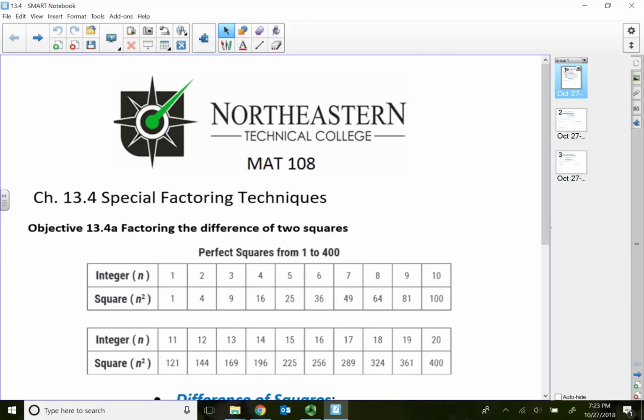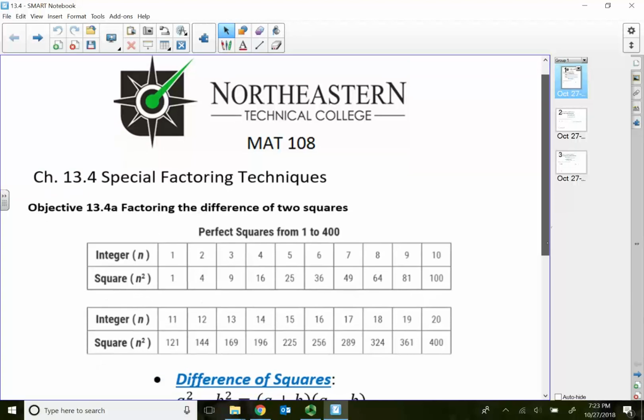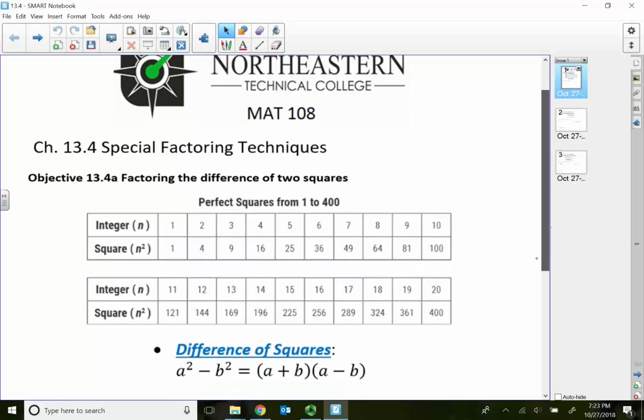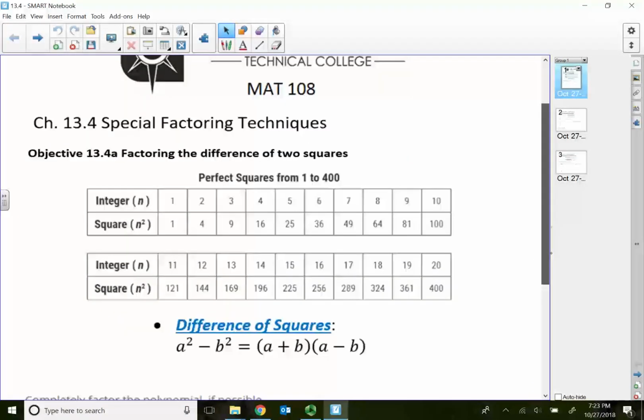Module 13.4, special factoring. The problems in this section are basically the same thing as when we did the special products, but now we're going to look at them from the other perspective. Rather than multiply them, we're going to divide them, or learn how to factor them.